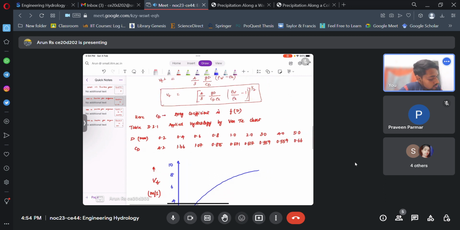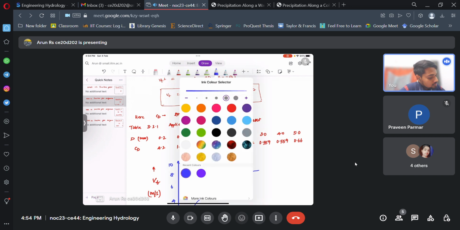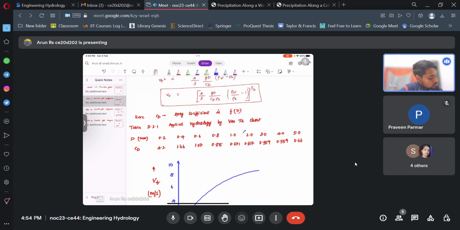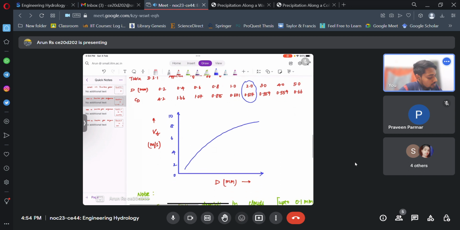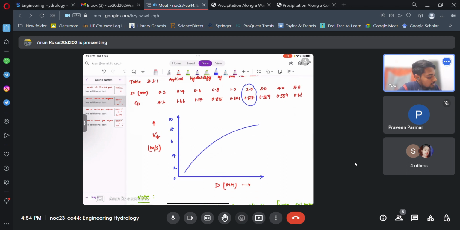So here you can see for different diameters you have the coefficient of drag. Currently our diameter of the particle is 2, so our coefficient of drag is 0.517, and if we plot the diameter of the particle and your terminal velocity, you will get a curve like this. Even as the diameter increases, after a certain point your terminal velocity starts to flatten out. This is a phenomenon that is observed.